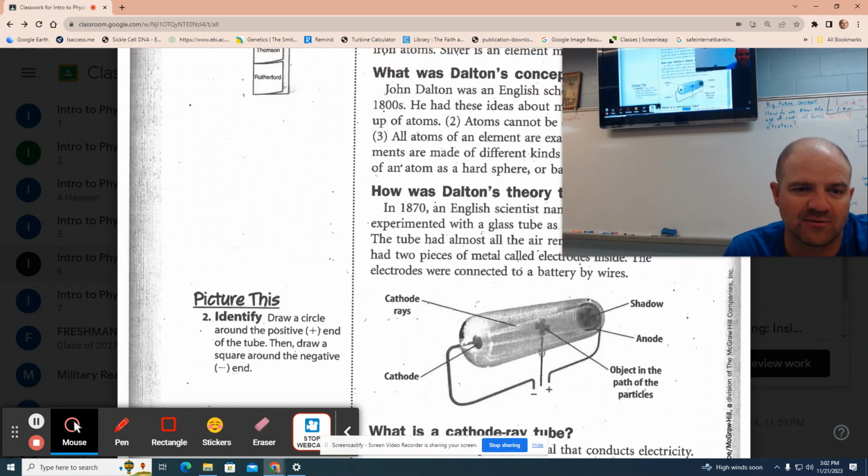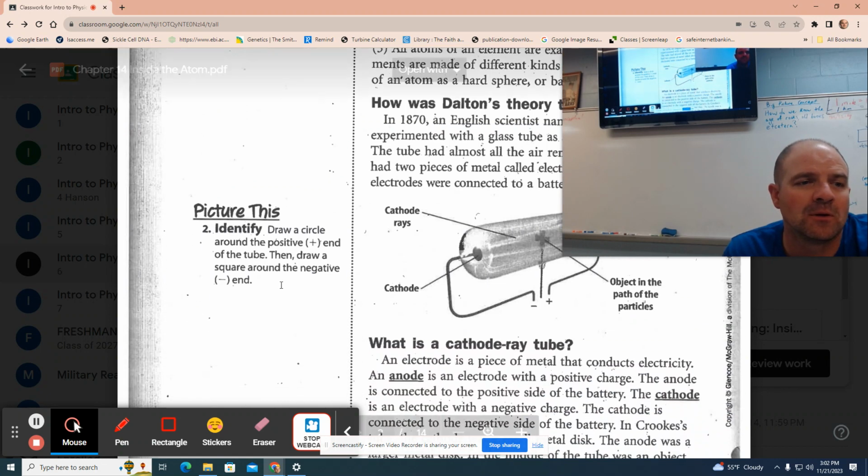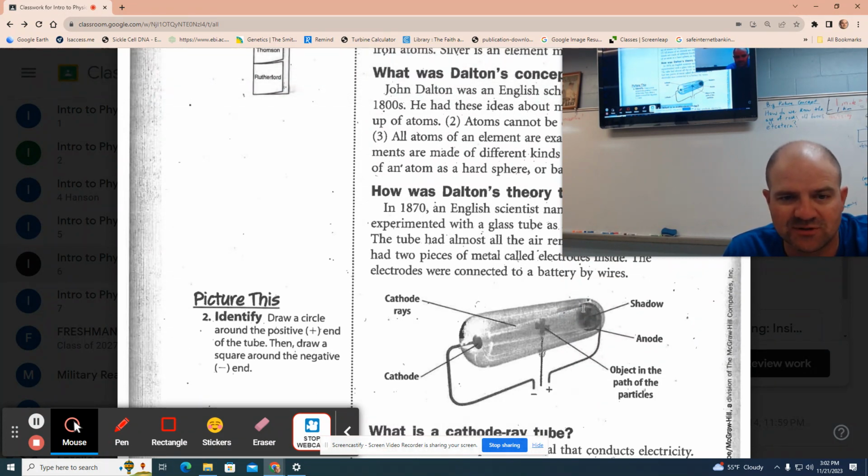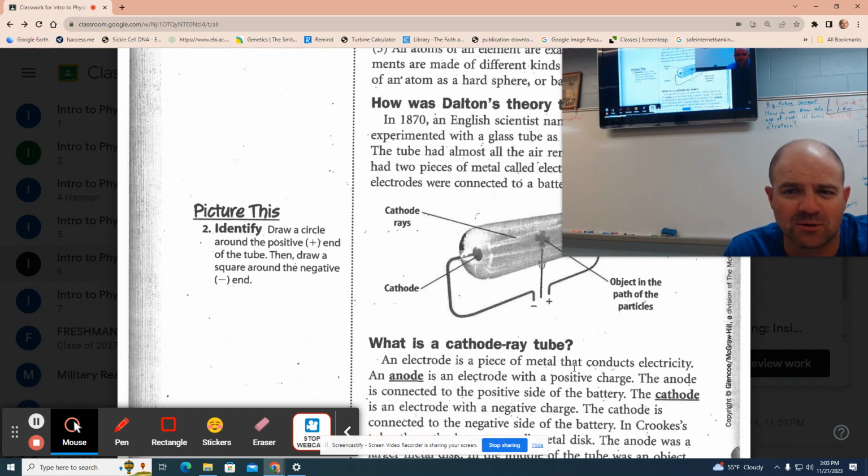So here we have our figure, the electrode on each side. Okay, negative side is called a cathode, positive side is called an anode, and then he has an object here shaped like a German cross, iron cross, and then the cathode rays are emitted across the tube. It tells us here, number 2, go ahead and draw a circle around the positive side. Okay, positive, so we'd say this is the positive side, and this is square around the negative side. So that's what we would do if we actually had a workbook.